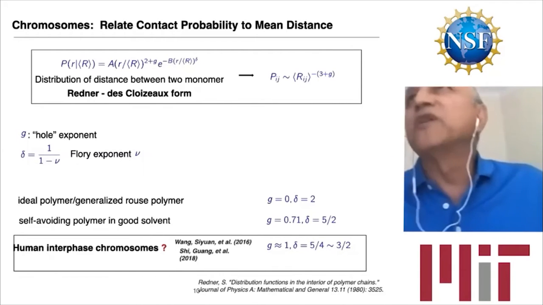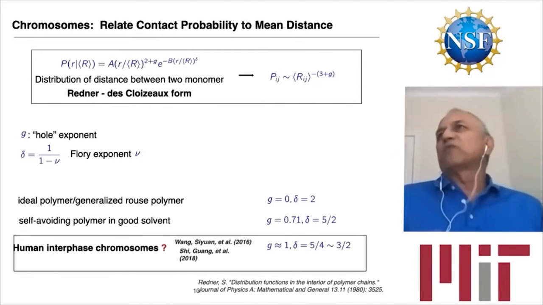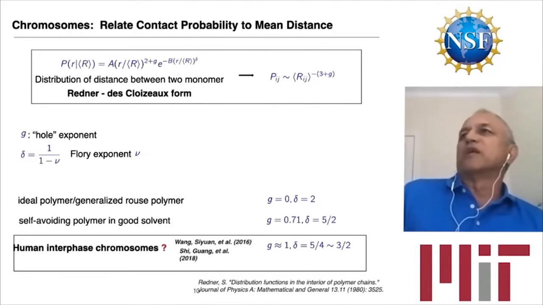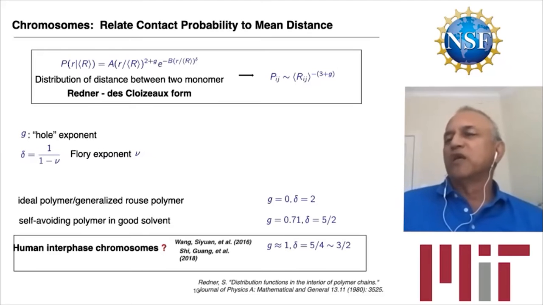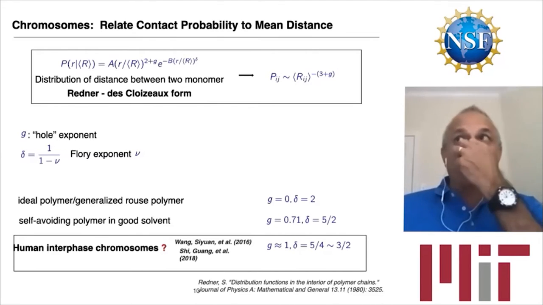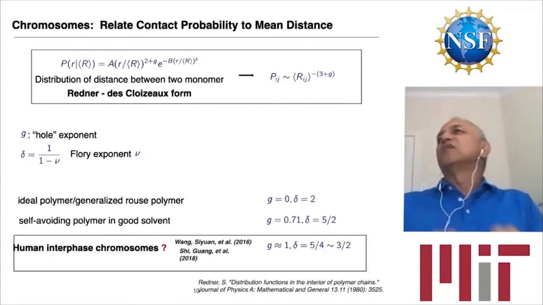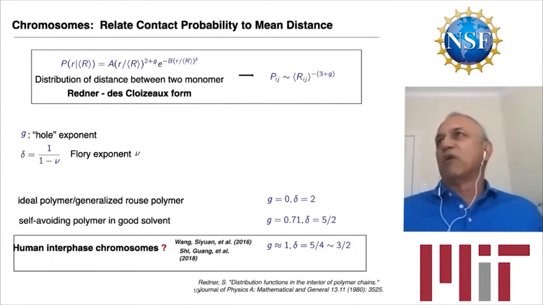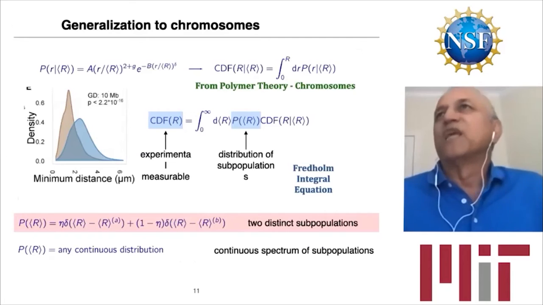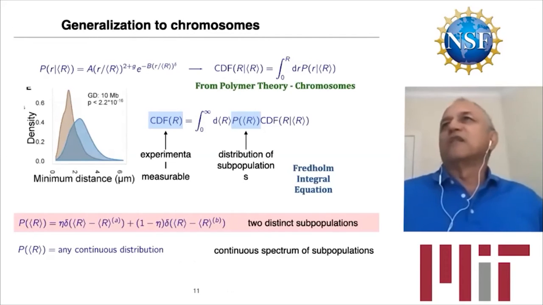However, in interphase chromosomes, one could even argue whether such a power law exists, but thanks to experiments and our own simulations a couple of years ago, it turns out that the probability of contact between the two loci is indeed related by a power law to this distance. So this is a technical slide that I'll use.